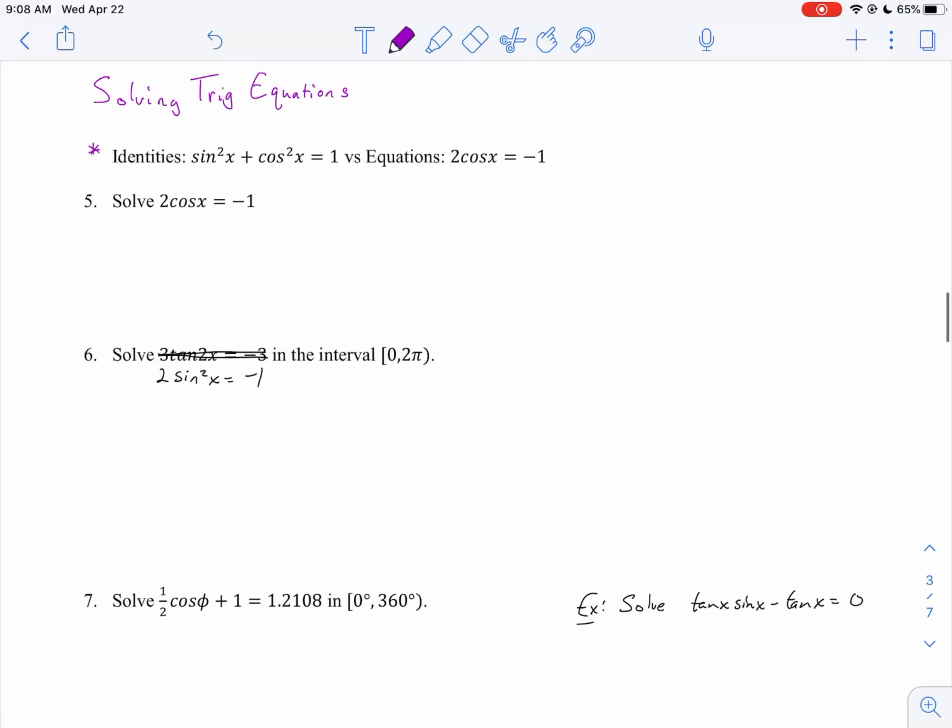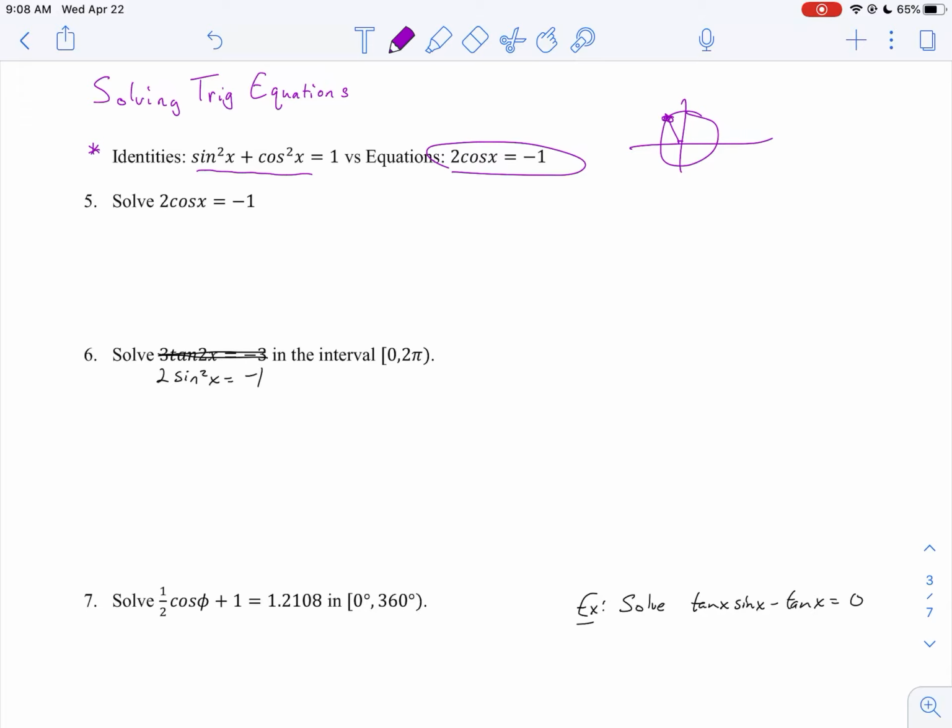But you'll notice an identity, as I talked about in a previous video, is true for any value of x. No matter what x is, no matter what my angle is, any angle here will result in sine squared plus cosine squared equaling 1. And so an identity is always true. An equation, on the other hand, is only true at certain points. Okay, and so that is the difference.